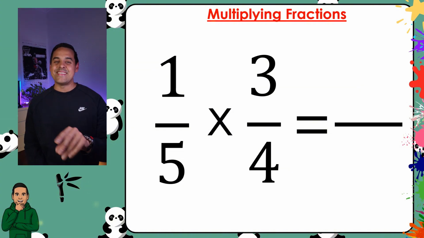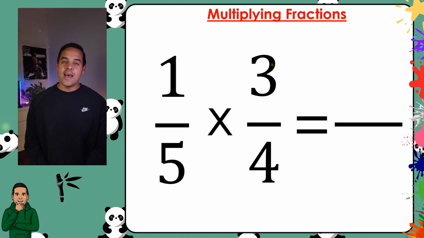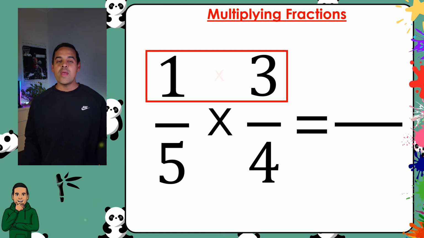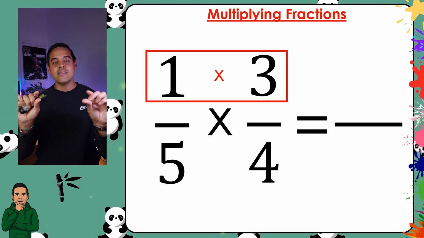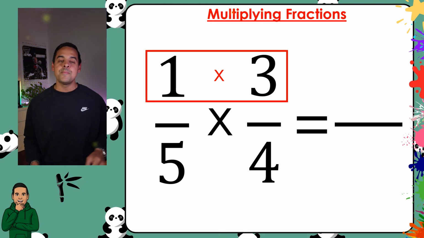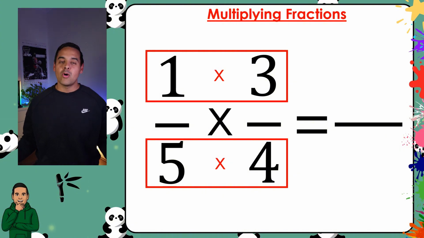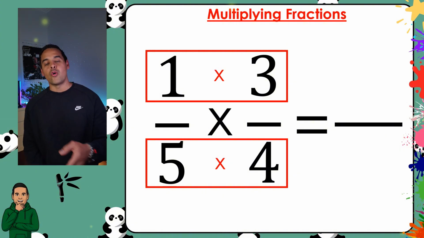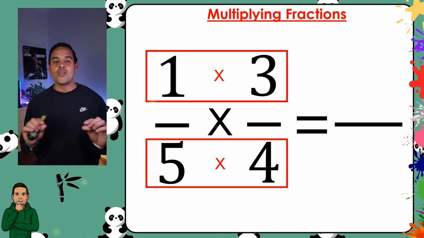Let's go through example number 2. Now, the question is 1 over 5 times 3 over 4. Like I said before, we are going to be multiplying both of our numerators by each other, so 1 times 3. And we will be doing the same thing for our denominators, multiplying 5 by 4. So we're multiplying both denominators together to get your denominator.